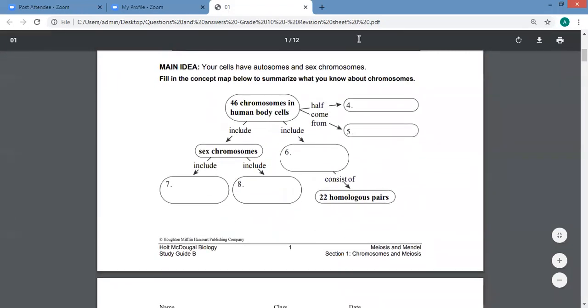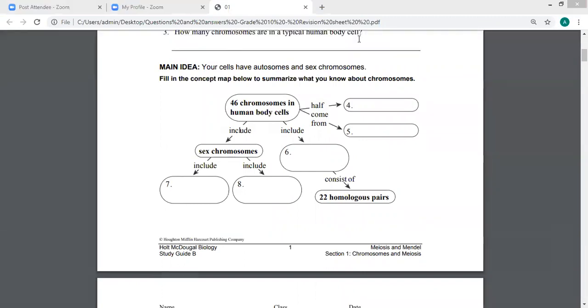Okay, about this diagram. Fill in the concept map below to summarize what you know about chromosomes. 46 chromosomes in a human body. The first arrow, we will start with number 4, okay? Half of the 46 chromosomes have come from what? 4 and 5. Your father and mother. From mother and father. Excellent.